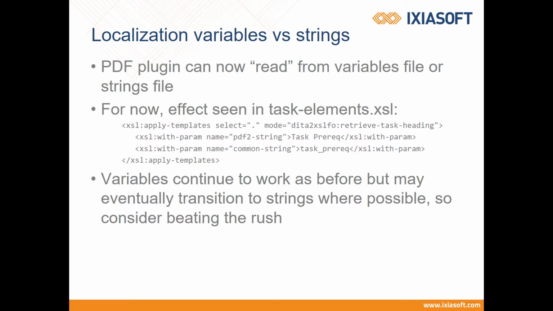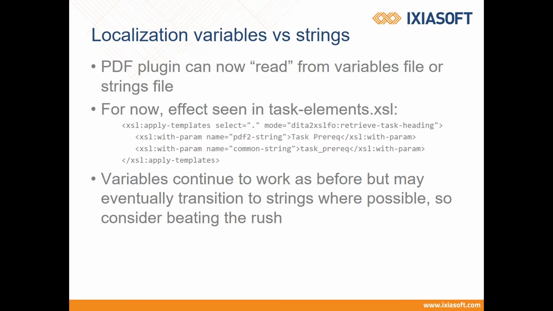The localization variables versus strings. So if you've worked with maybe an HTML plugin and a PDF plugin, you realize that there were these variables files that were specific to the PDF plugin, where you put all of those localization strings for notes and the task section labels. And then there were the strings files, which had some of the same strings or variables, but were more specific to the HTML type transforms. So that created some redundancy and some need to define those variables or strings in more than one place.